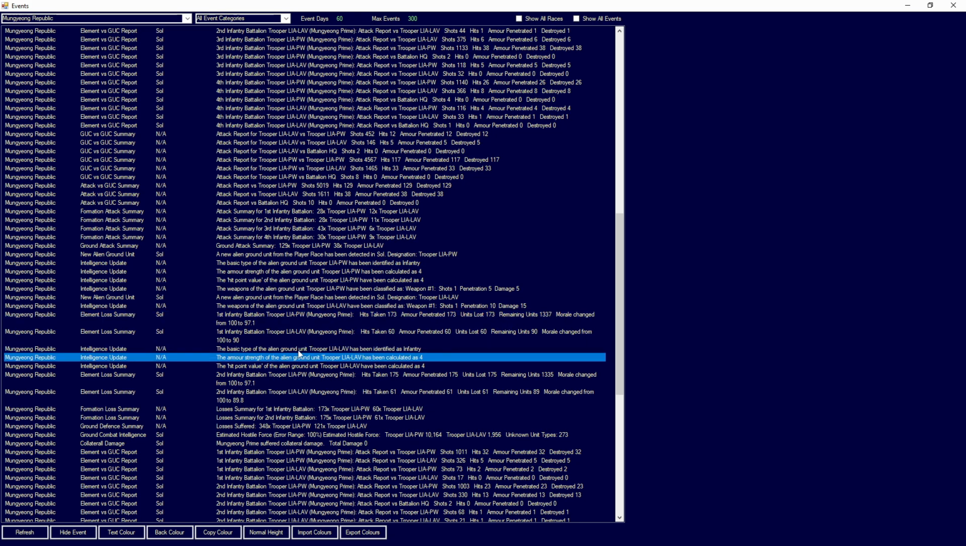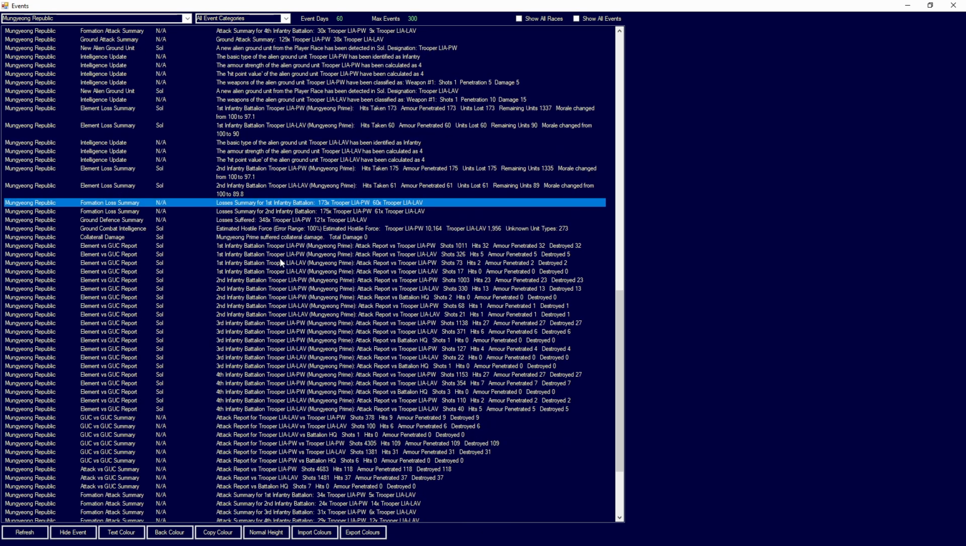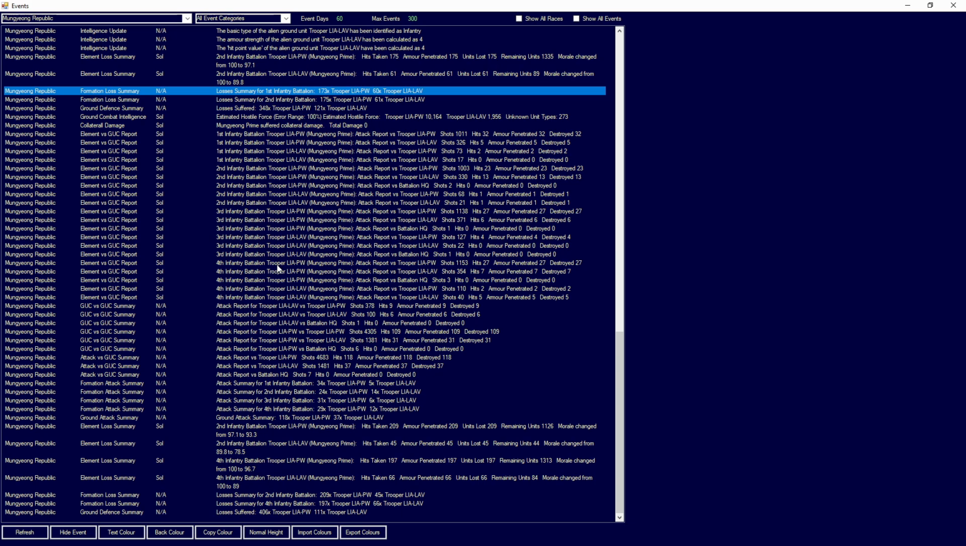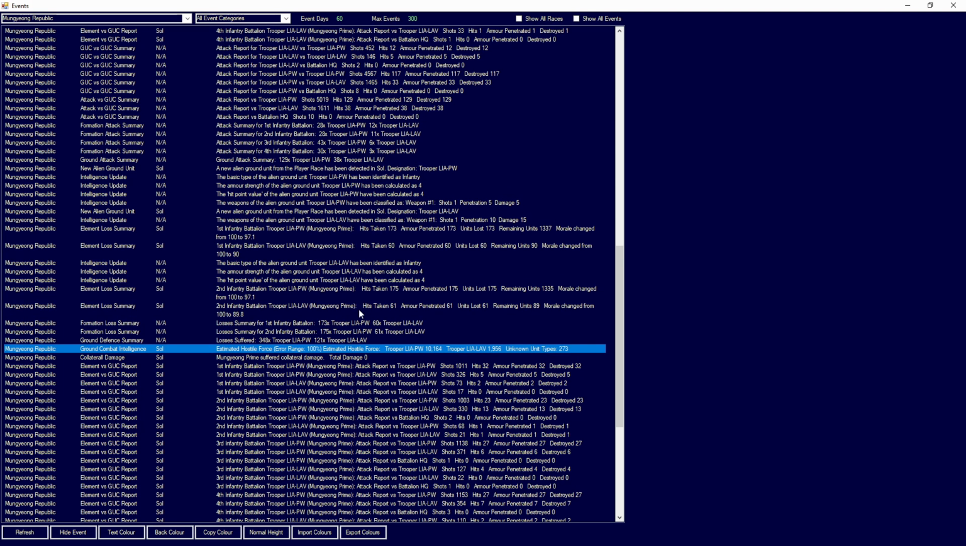Then we obviously did some more intelligence updates. We got a loss summary, which is over here, and then it basically ends. So we get a total summary of how many forces we lost. We lost 348 troopers and 121 light infantry armor LAVs out of these 2 battalions here, and this is as the Mungyong Republic. In total, and then we did another combat round here, and you can kind of see it repeat.